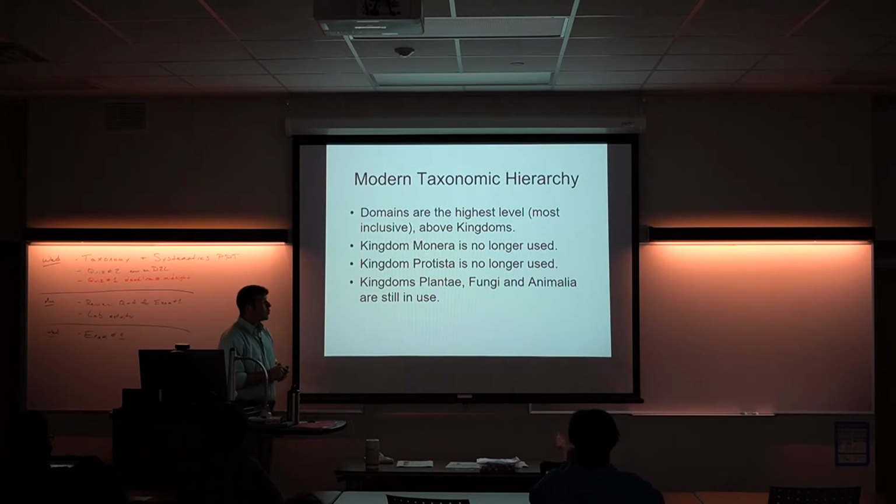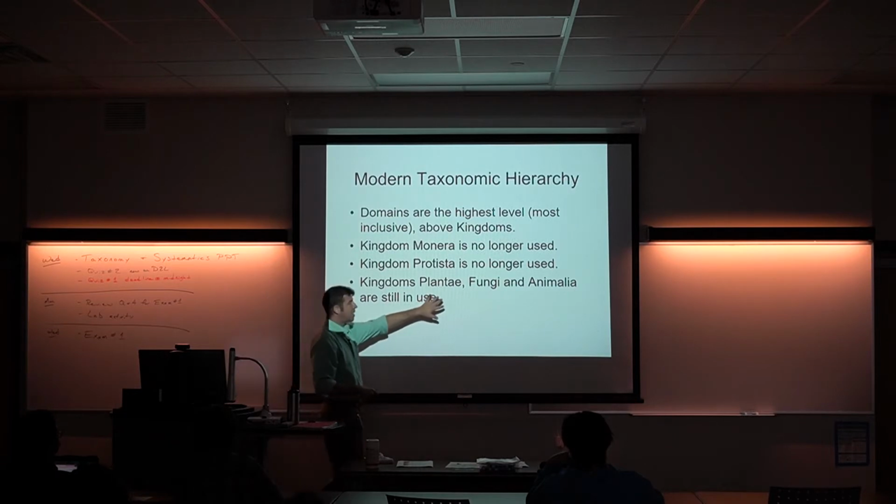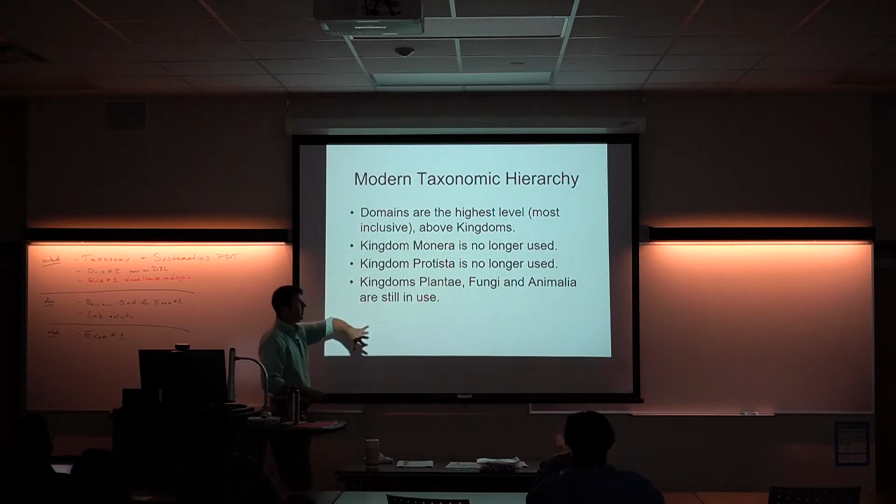Kingdom Monera, which used to be a group that all prokaryotic cells were grouped into, has now been done away with. It's been split into 2 domains. And then this Kingdom Protista has been grouped in with the plants, the fungus, and the animals because they're all made out of eukaryotic cells.